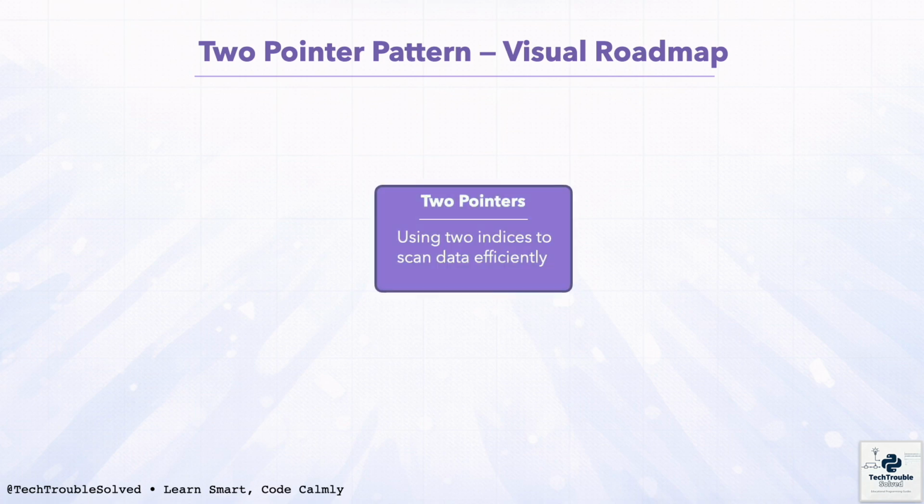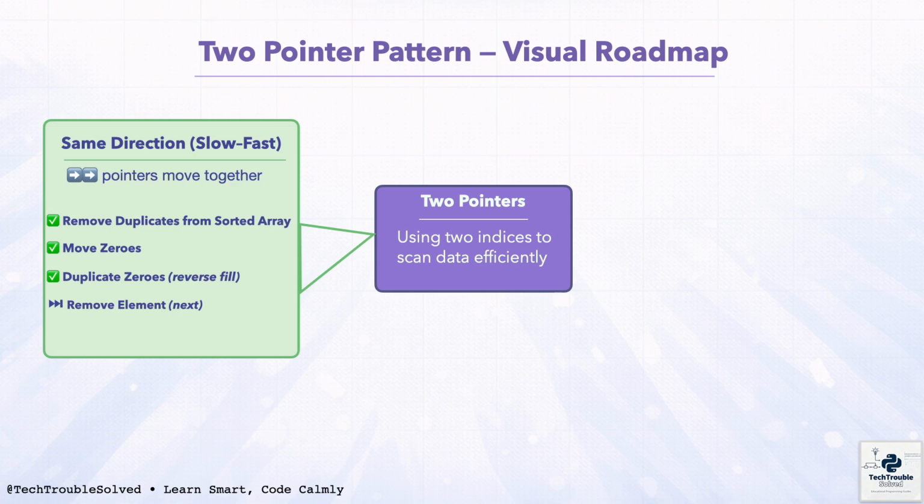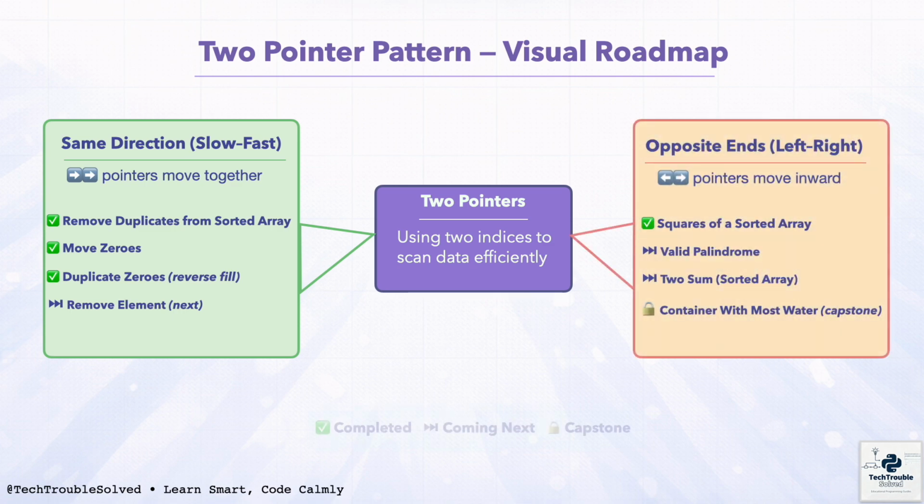In array problems, the two-pointer technique appears in different forms. Sometimes both pointers move in the same direction, like a slow pointer and a fast pointer. Sometimes pointers start from opposite ends, one from the left and one from the right. And in some problems, we even move pointers backward to avoid overwriting values. The problem we are solving today, remove element, belongs to the same direction two-pointer pattern.